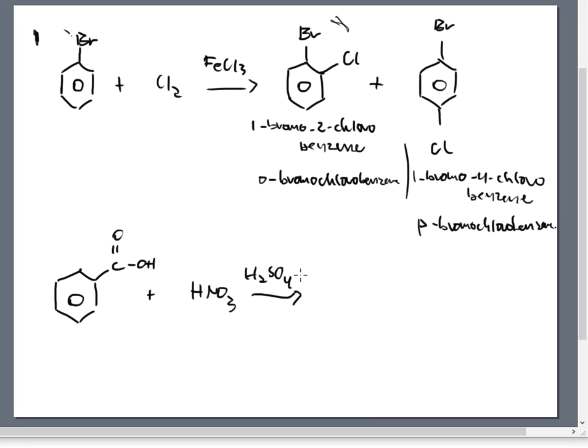That C double bond OOH was a carboxylic acid. That's benzoic acid. Right there, it's benzoic acid. So benzoic acid is going to react with nitric acid in the presence of sulfuric acid as a catalyst. Well, we know that benzene is going to be part of the product. We also know that this C double bond OOH is going to be part of the product.